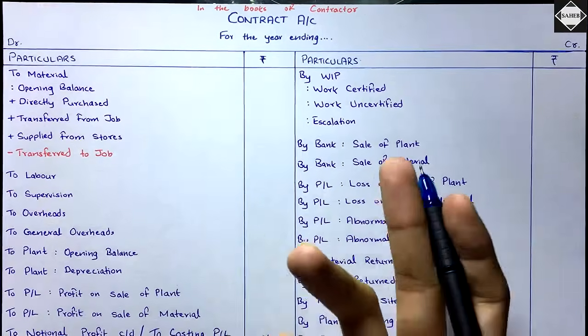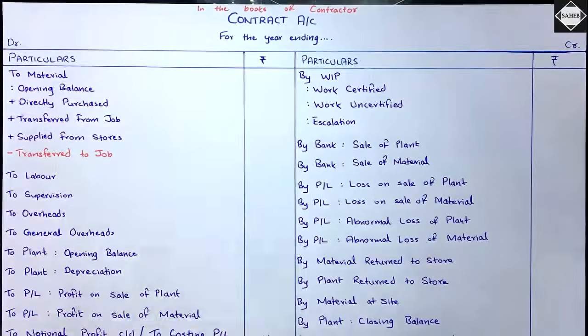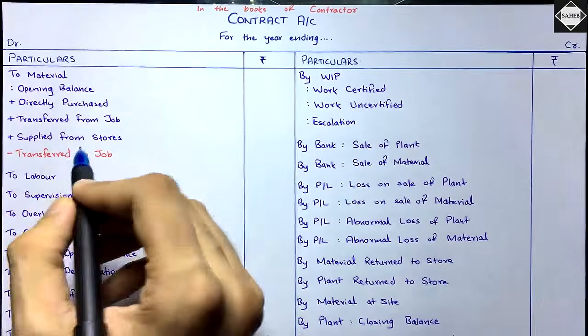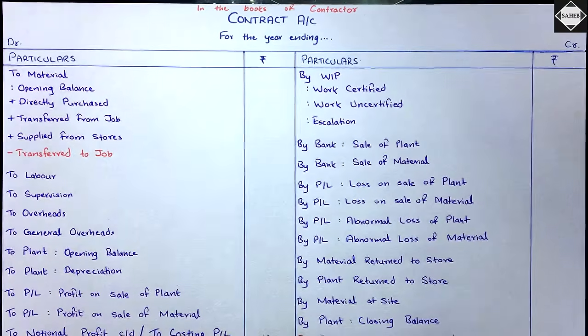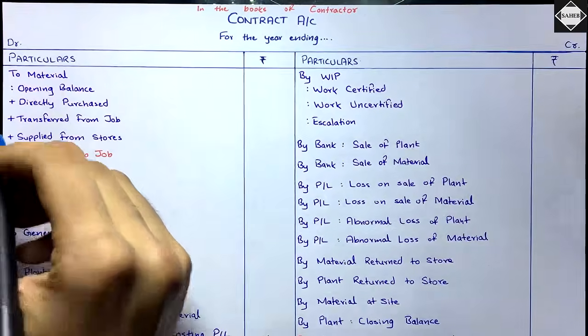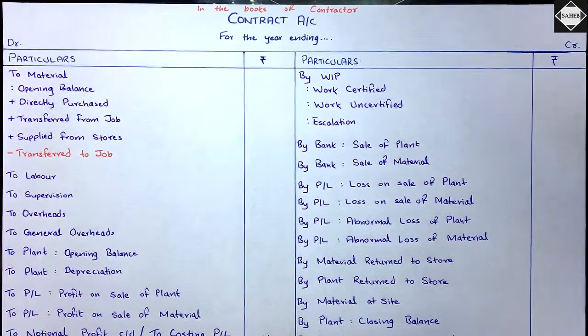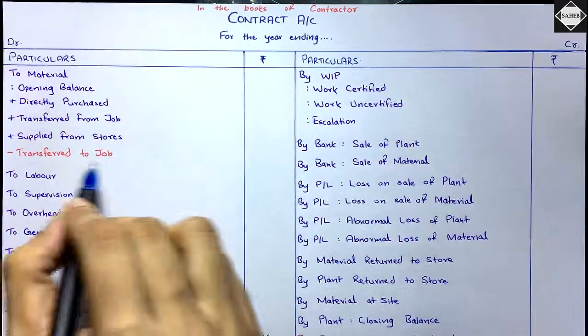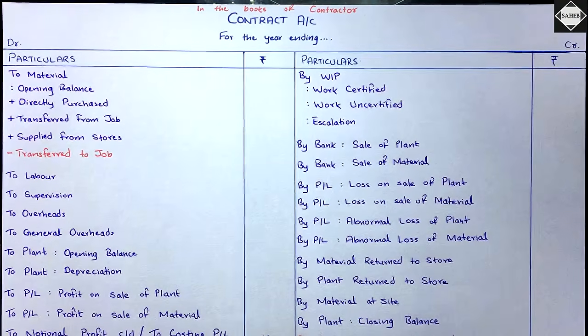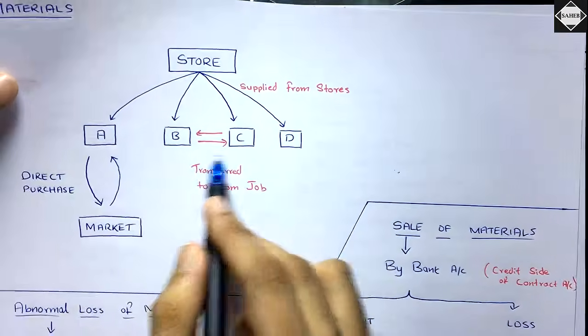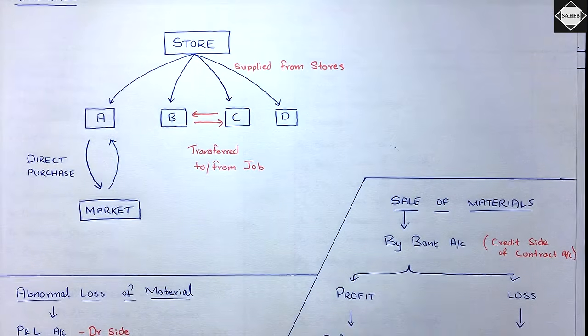So in a way, what you're doing over here is putting the materials into the contract, supplied from stores. So you have to debit that over here. Right, by debiting I mean you have to add it here, right? And then what we have is transferred from job and transferred to job. Now what is this? See, it is just an inter-transfer between the contracts, that's all. See what is happening over here.